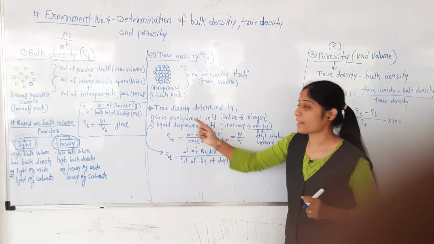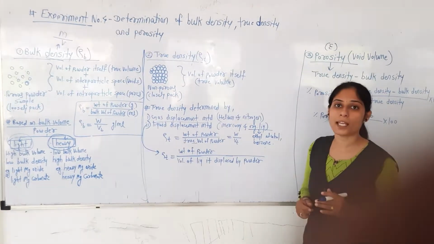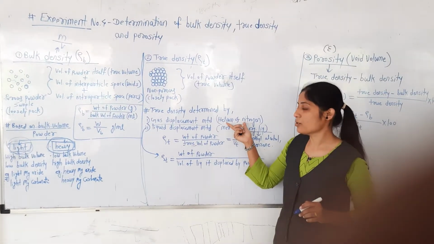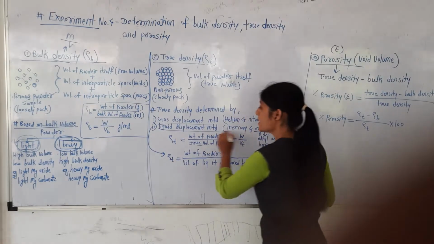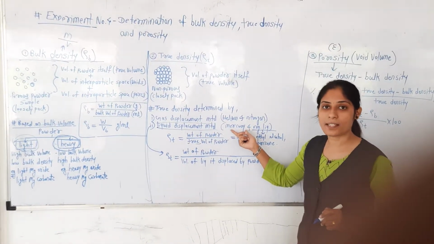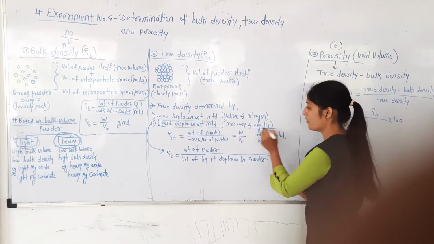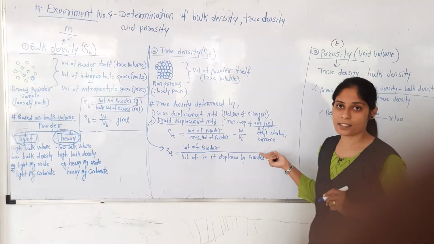Suppose we use the gas displacement method. In the gas displacement method, we can use two types of gas, helium gas or nitrogen gas. But when we perform the liquid displacement method, we can use liquids, that is mercury or any other organic liquid. Any other organic liquid means here we can use ethyl alcohol or benzene.